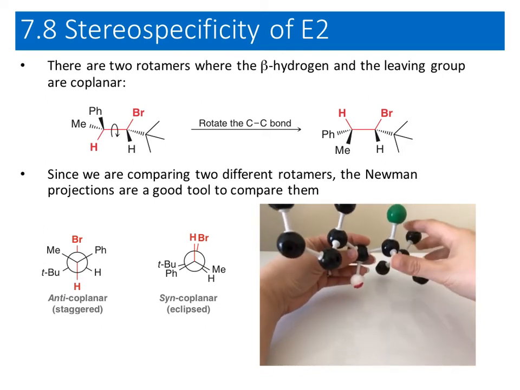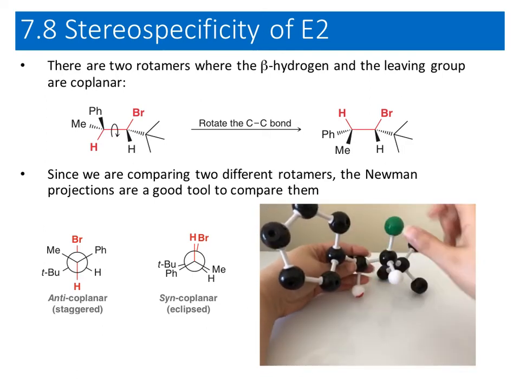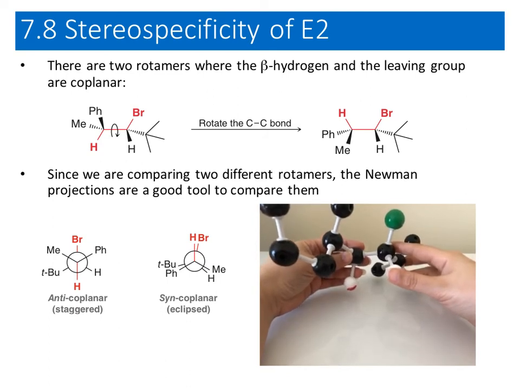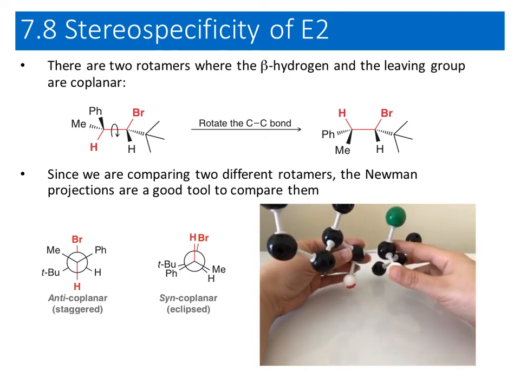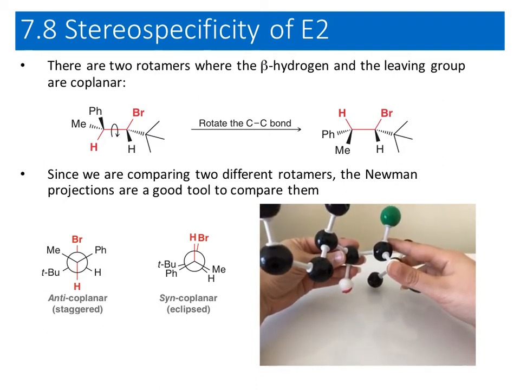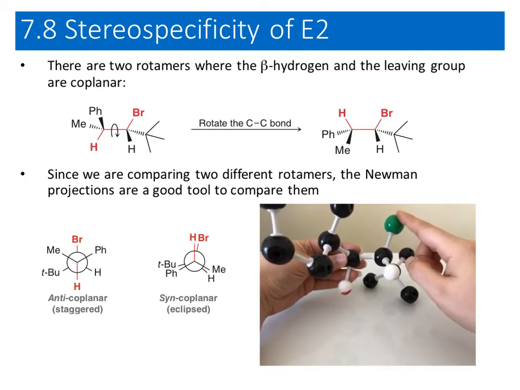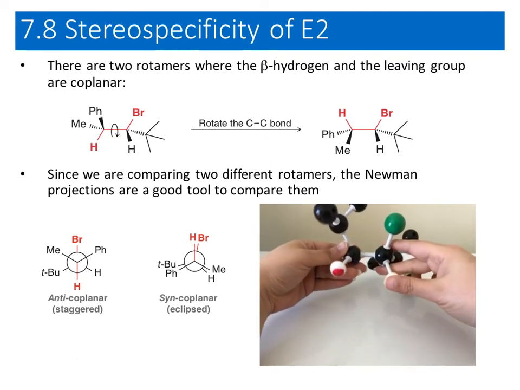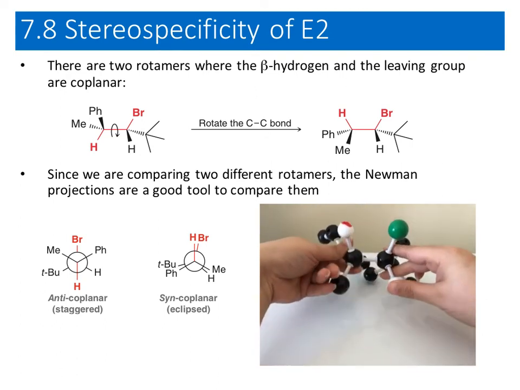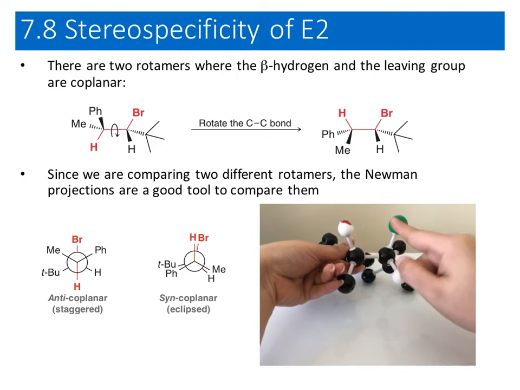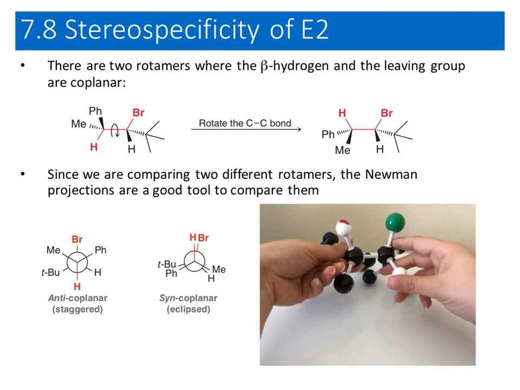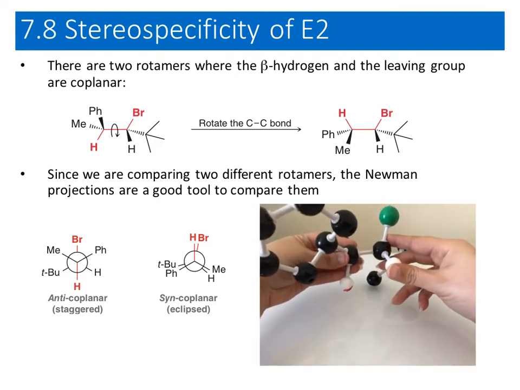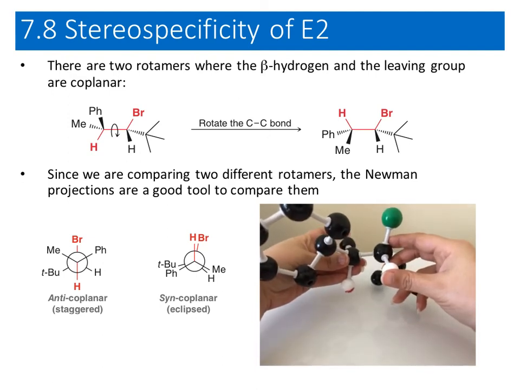This is the methyl, and that big group, the phenyl, is coming out of the plane of the page. Now there are two conformations where the beta hydrogen and the leaving group are coplanar. One of them is this one, where the angle between them, the dihedral angle, is 180, and the other one can be this conformation where the dihedral angle between them is 0 degrees. So now let's look at the Newman projection of both to see them better.